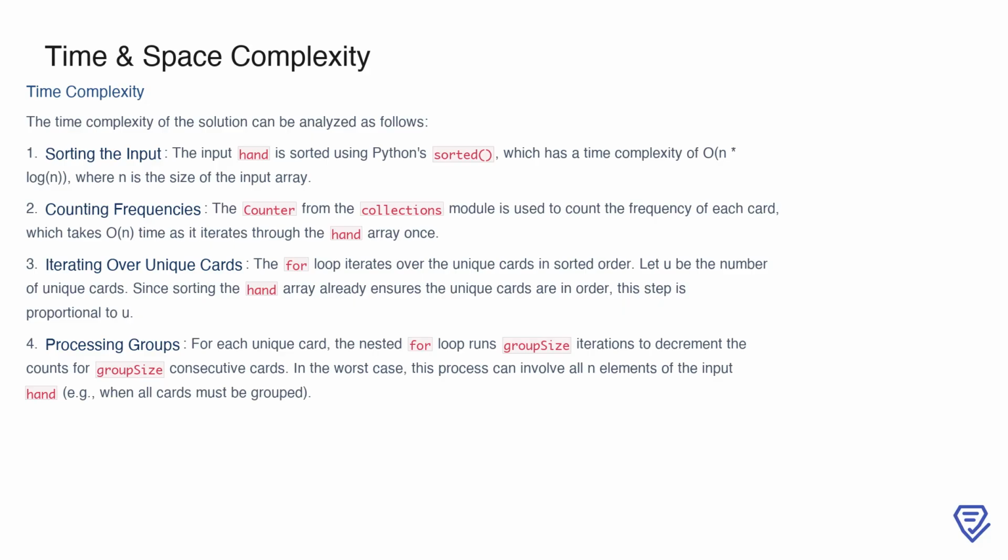Next, we iterate over the unique cards in sorted order. Let U represent the number of unique cards. Since the sorting step already ensures the unique cards are in order, iterating over them is proportional to U. Lastly, for each unique card, we decrement the counts for group-size consecutive cards in a nested loop. In the worst-case scenario, this could involve processing all n elements in the array, such as when every card belongs to a group. These steps together provide the foundation of our time complexity analysis.